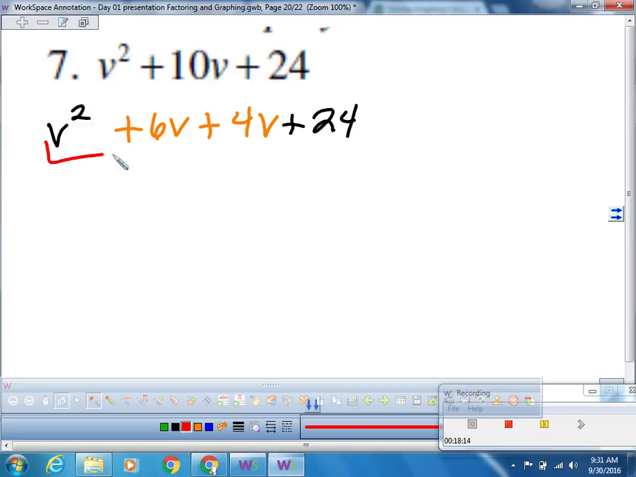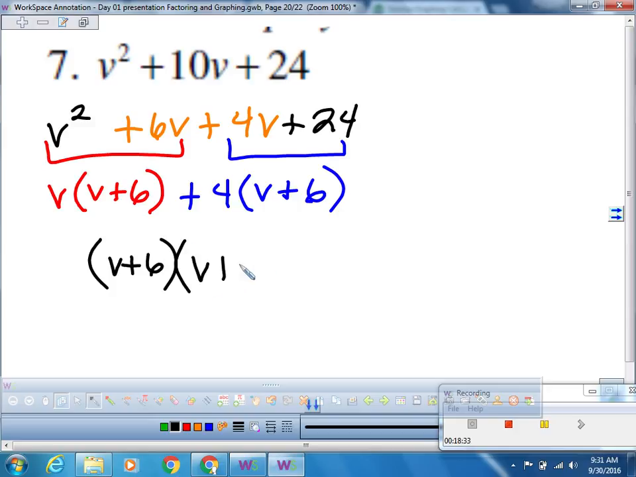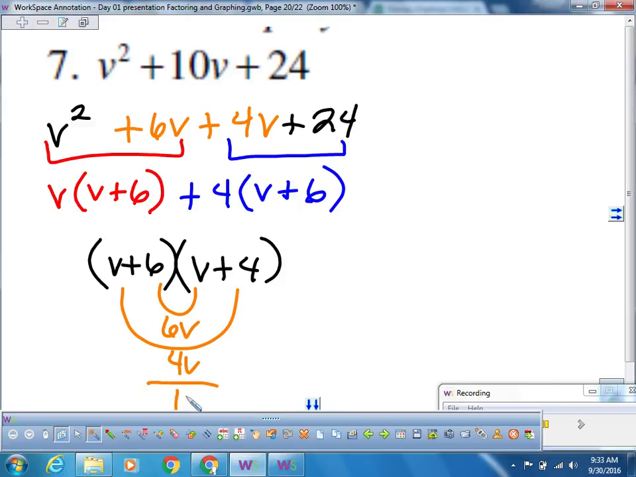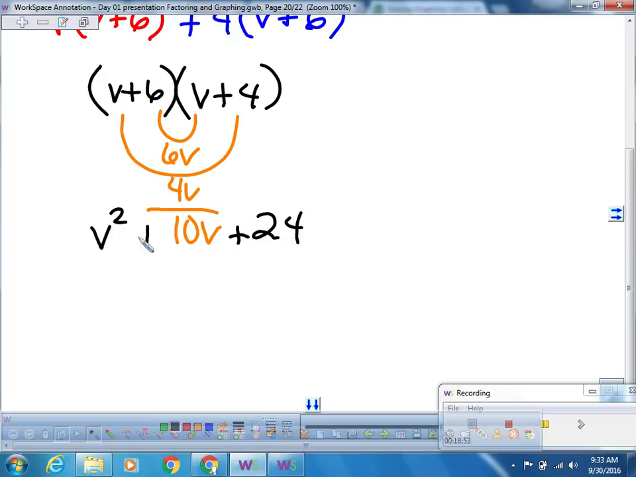So I've got this, which I'm going to factor V out of, which is V plus 6. And then I'm going to have this, which I'm going to factor a 4 out of, V plus 6. Now they match, the V plus 6's. So I have V plus 6, and what's left over that's not in parentheses, V plus 4. I want to check to make sure I'm right. This is 6V. This is 4V, which makes 10V. And V times V is V squared, and 6 times 4 is 24. So I know I did this correctly.